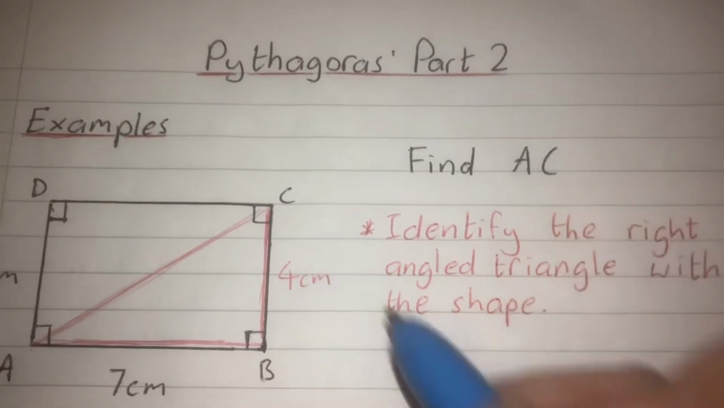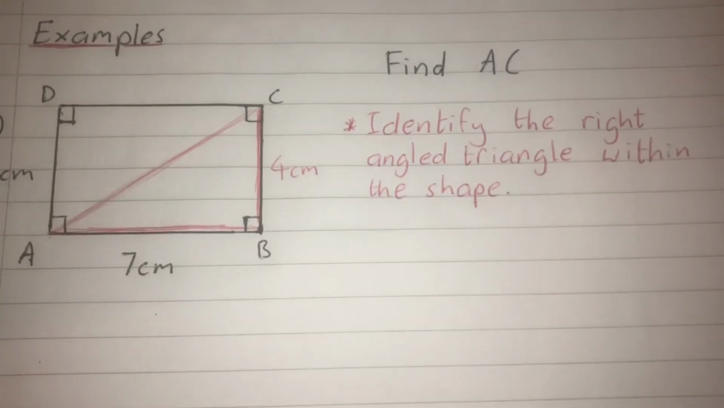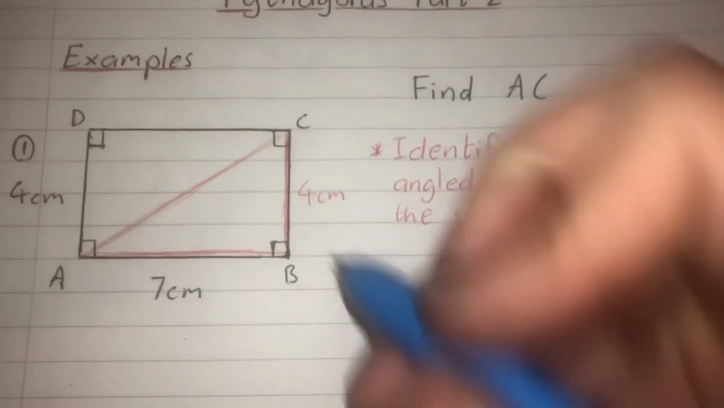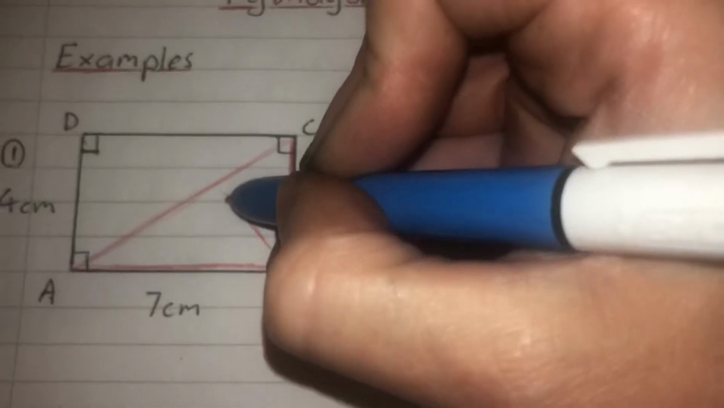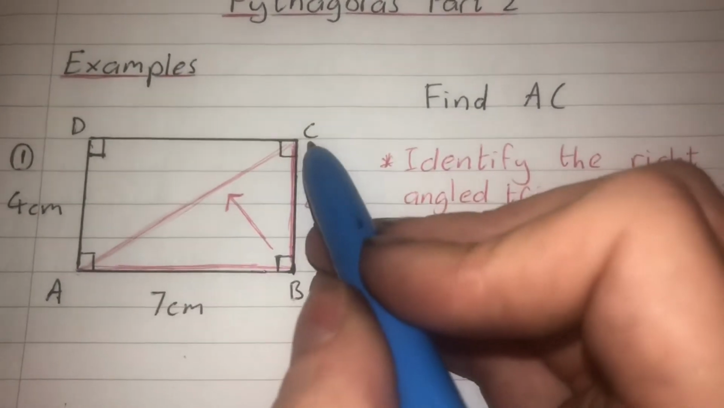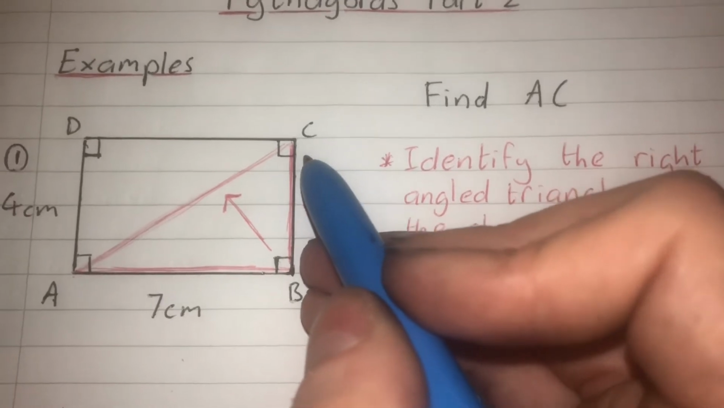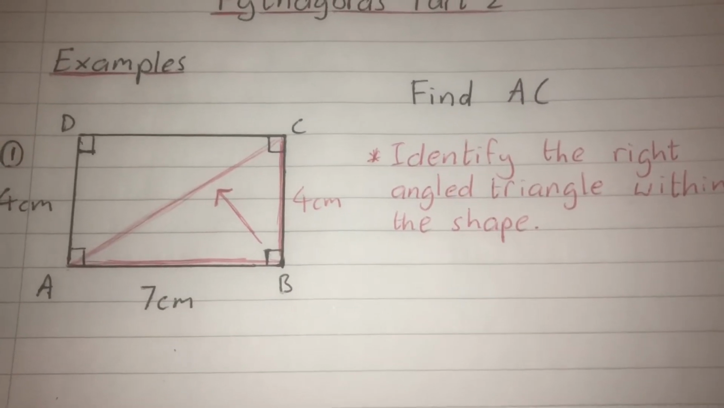So once we've identified the right angle triangle, we just follow the steps that we learned in the previous video. So identify the hypotenuse. The hypotenuse is facing the right angle. The right angle in our right angle triangle is here, and it's pointing, telling us that this side AC that we're trying to find is the hypotenuse. So that means we're adding later in the question. We now follow the rest of the steps.